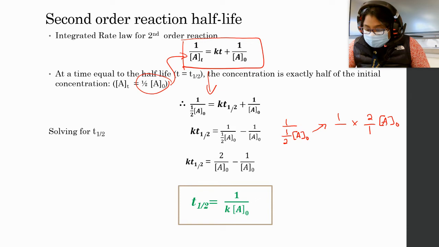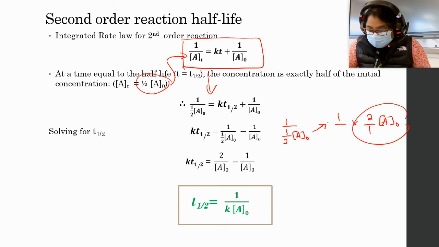I'm in school, okay? So you have 1 over 1/2 concentration of A, you flip it, then you end up with this. If you do that, 1 times 2 over 1 times concentration of A, you end up with this. That's where that came from. So 2 over the concentration of A minus 1 over the concentration of A, the denominator is the same. That's going to give you 2 minus 1 over the concentration of A at time 0 times K, because if you divide this side by K, you're going to get K on this.